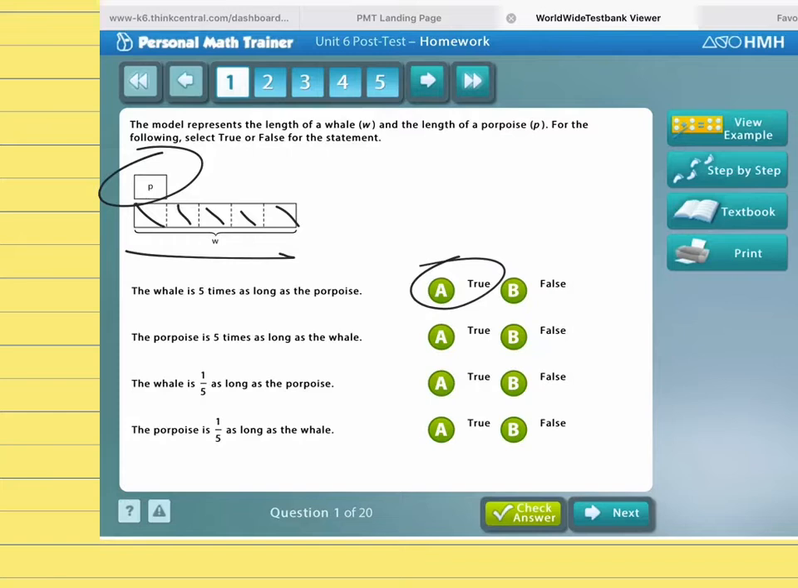The porpoise is 5 times as long as the whale. No, the porpoise is shorter than the whale. The whale is 1/5 as long as the porpoise. No, the whale is longer than the porpoise. The porpoise is 1/5 as long as the whale. Yes, that is 1/5 right there, so that's true.